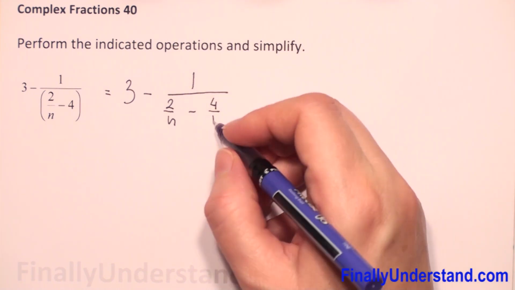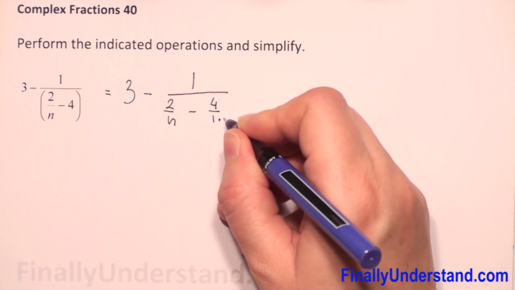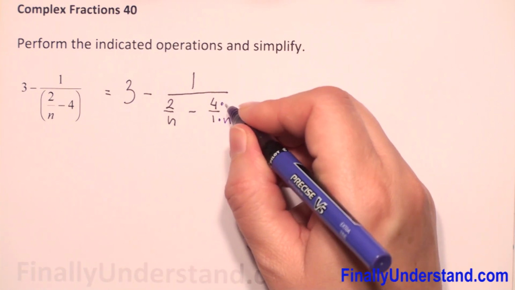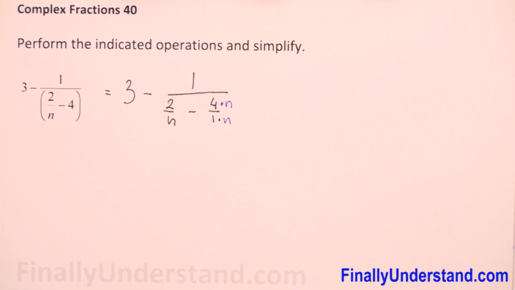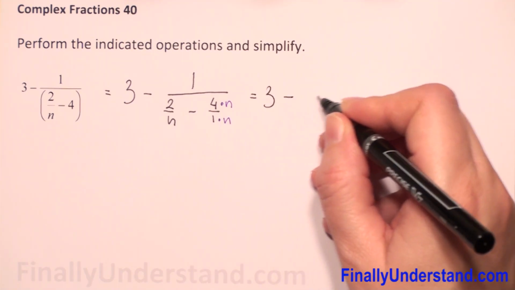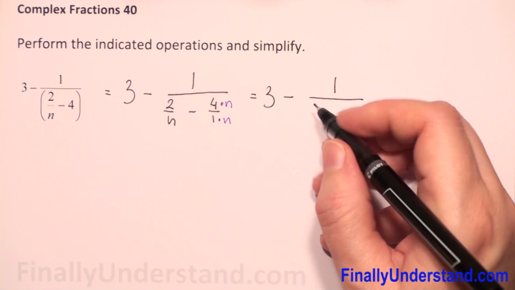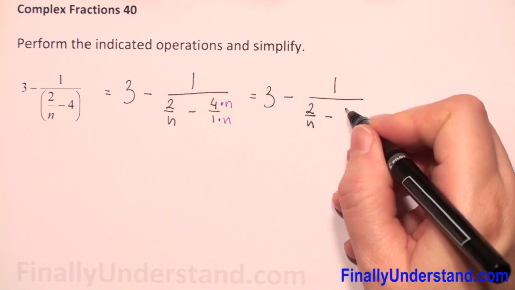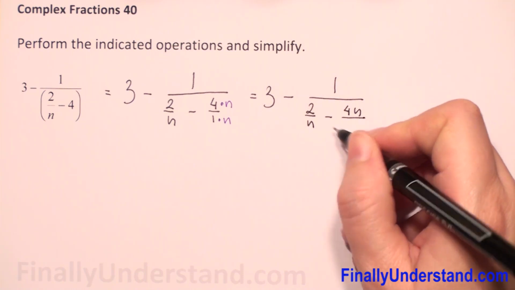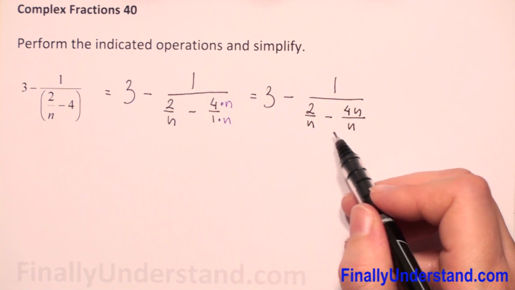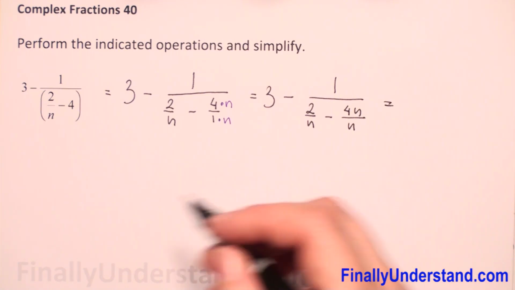We need to multiply 1 times n to get n. Whatever I did with the denominator, I have to do the same with the numerator. So now we copy 3 minus, and we have 1 over 2 over n minus 4 times n, which is 4n, over 1 times n, which is n. Now we have the same denominators.